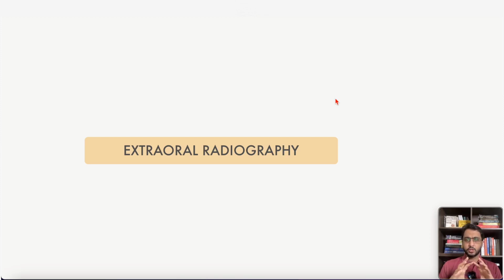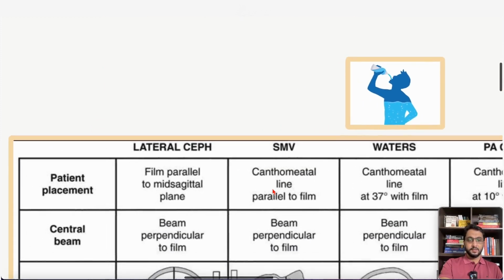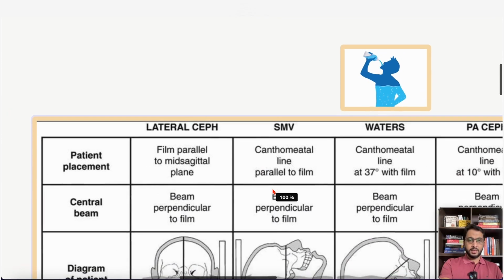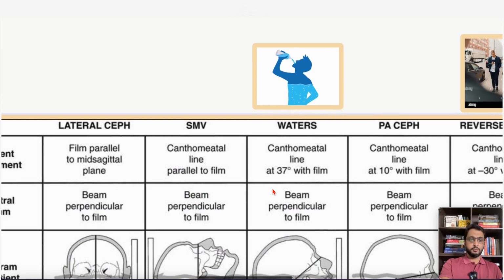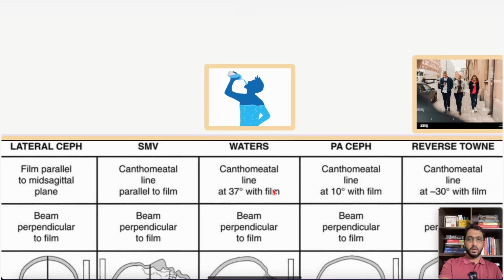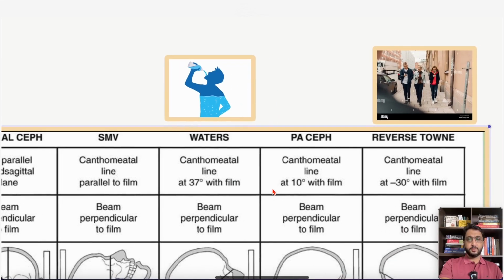So it's a kind of short lecture, it will not go into every detail. This lecture is especially based on the exam point of view. It will not include the CT and CBCT, which was a live session conducted for the ongoing batch, so it is other than CT. I'll be explaining all these different types of extraoral radiography, which include lateral ceph, SMV, which is submental vertex view, Waters view, PSF, and reverse Towne.